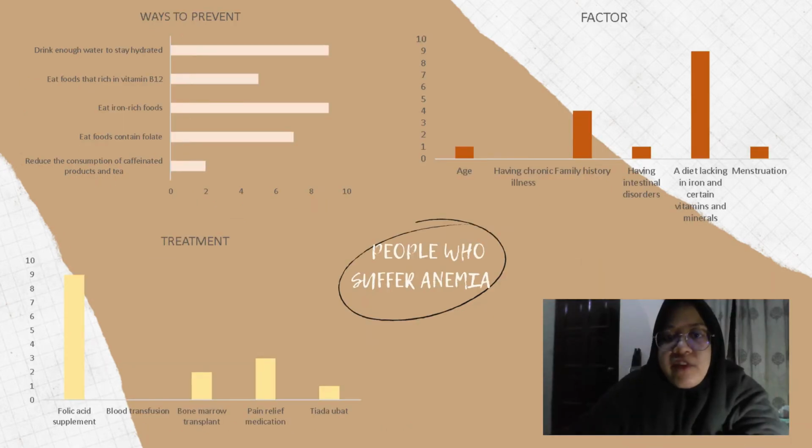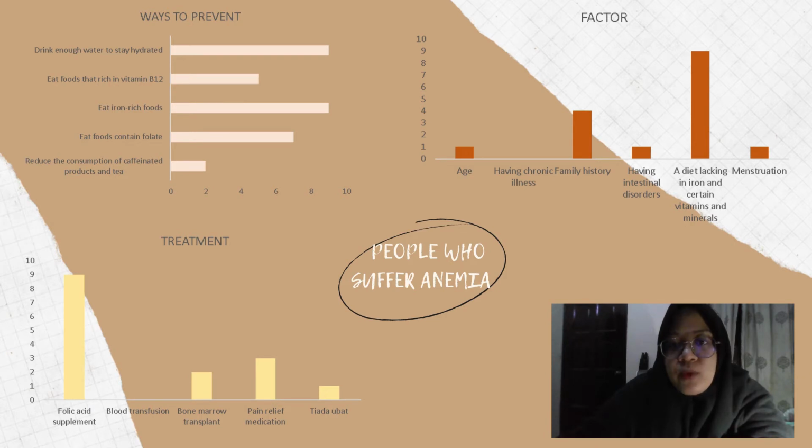From the survey, the main factor that caused the respondents to have anemia is having a diet lacking in iron and certain vitamins and minerals, at 81.8%. Next, 36.4% of respondents suffer from anemia because of family history. The least factors that cause the respondents to have anemia are age, menstruation, and having an intestinal disorder, which all three factors are at 9.1%. None of the respondents suffer anemia because of having a chronic illness such as cancer and kidney failure.